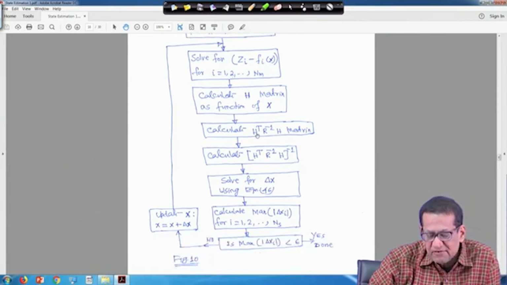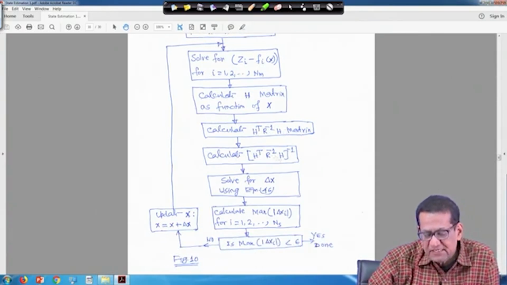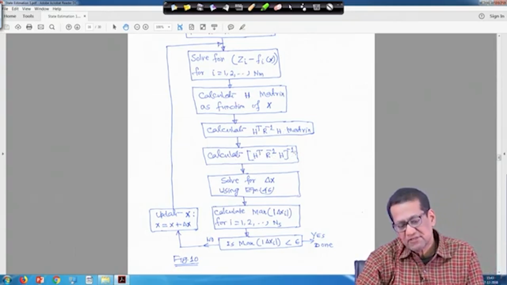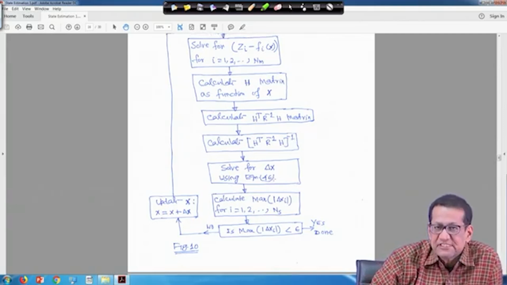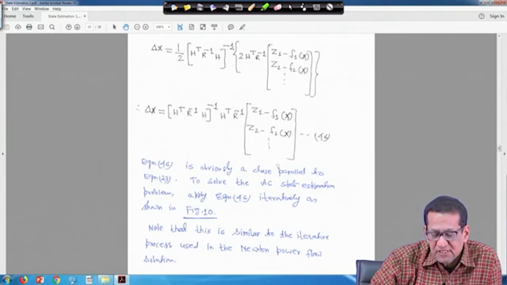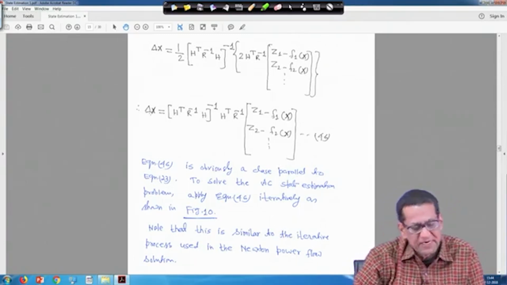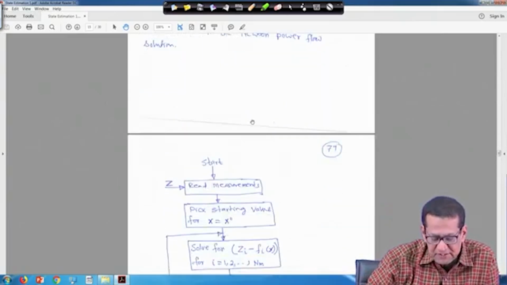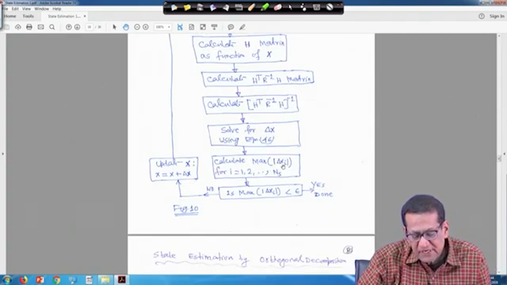So, calculate now H transpose R inverse H matrix, right. So, that you can calculate. Now, calculate H transpose R inverse H whole inverse. You have to calculate this step by step. Then you solve for delta x using equation 46, that is delta x 1, delta x 2, like this. It is in general a vector, right. So, once you have done this, then calculate the maximum of delta x i.